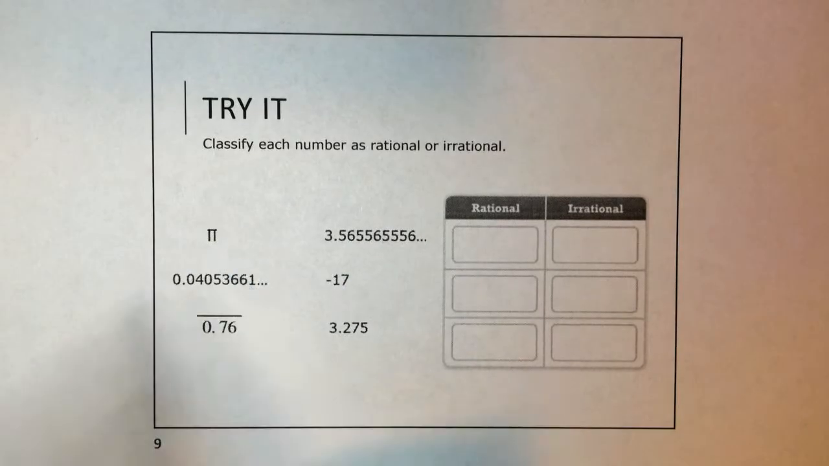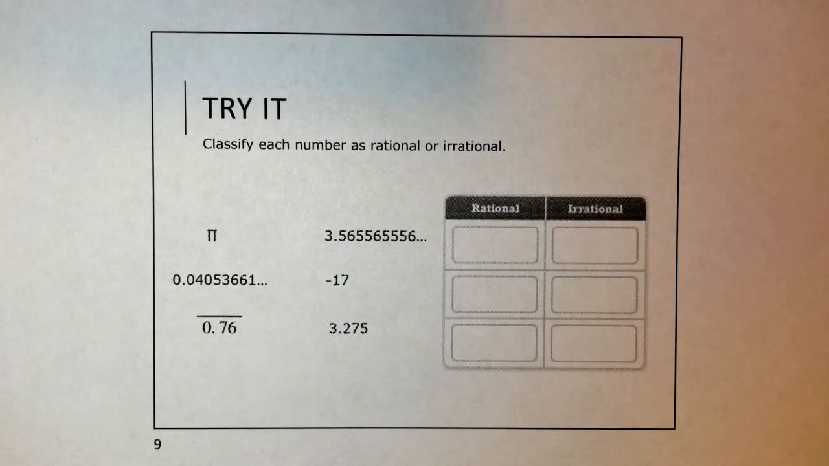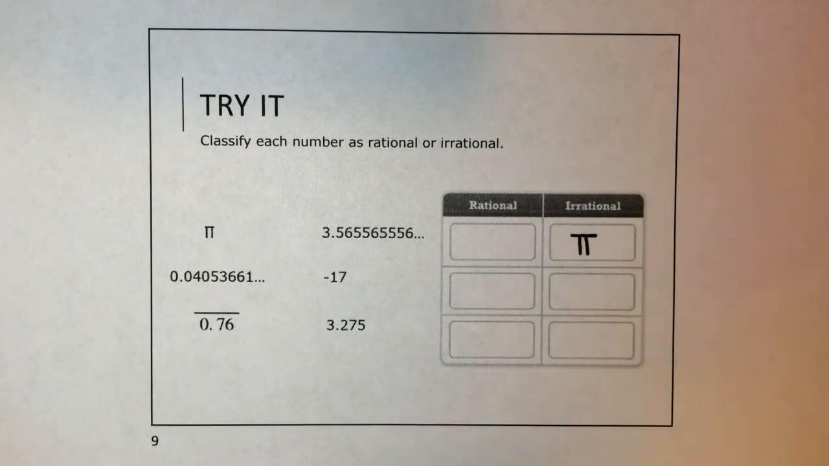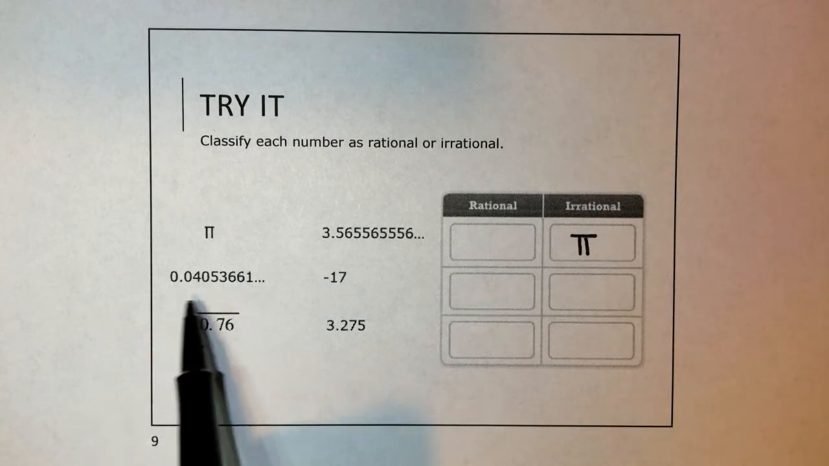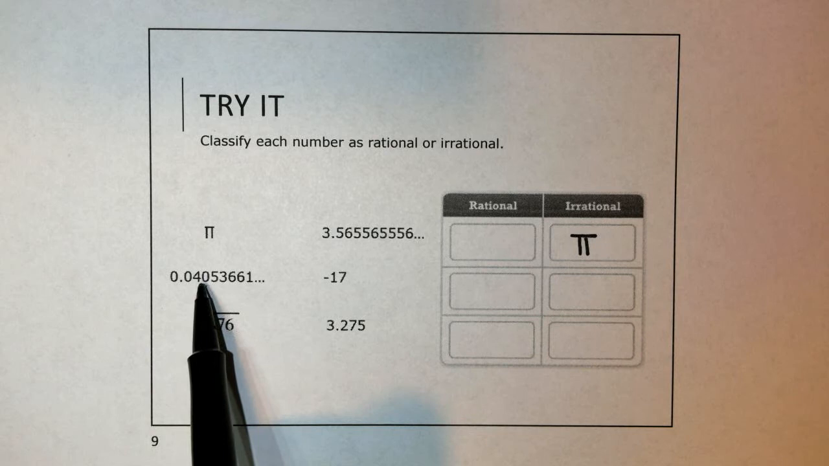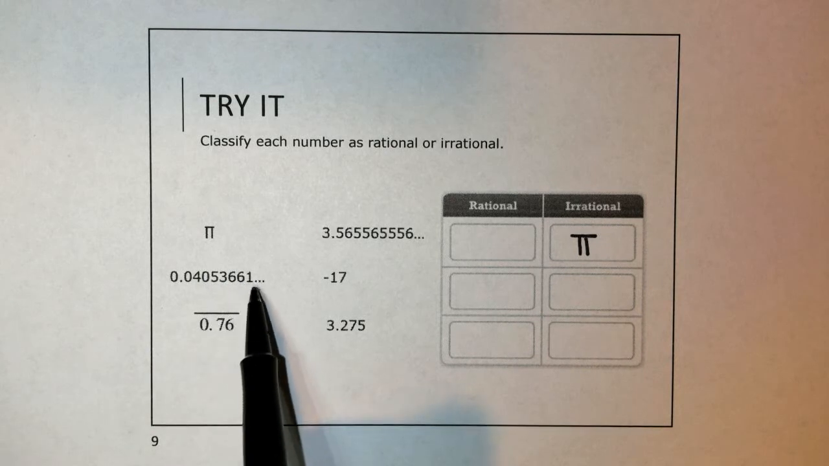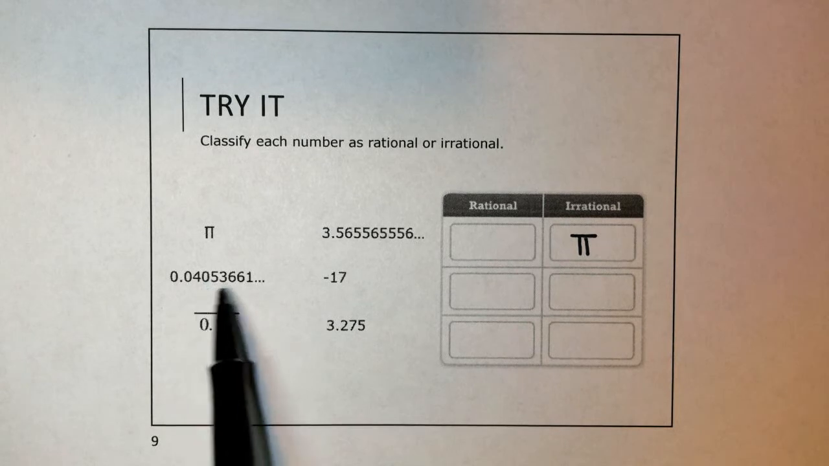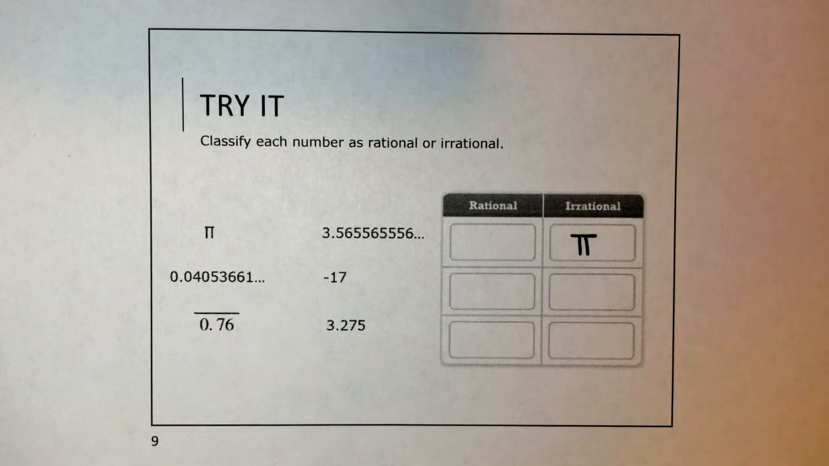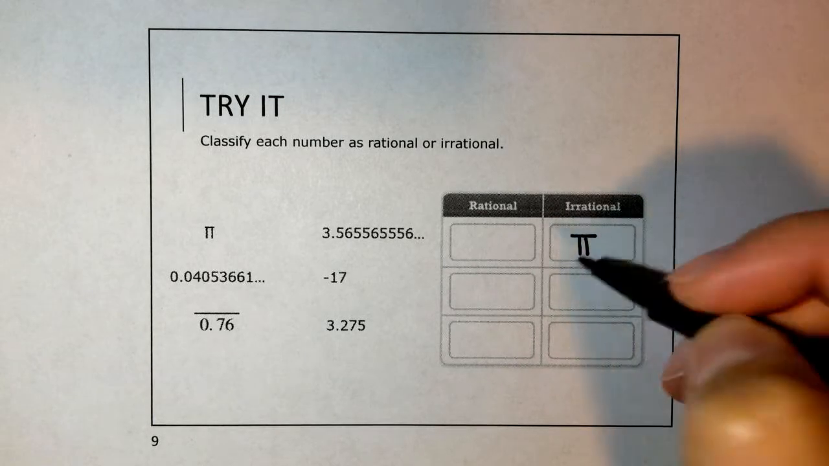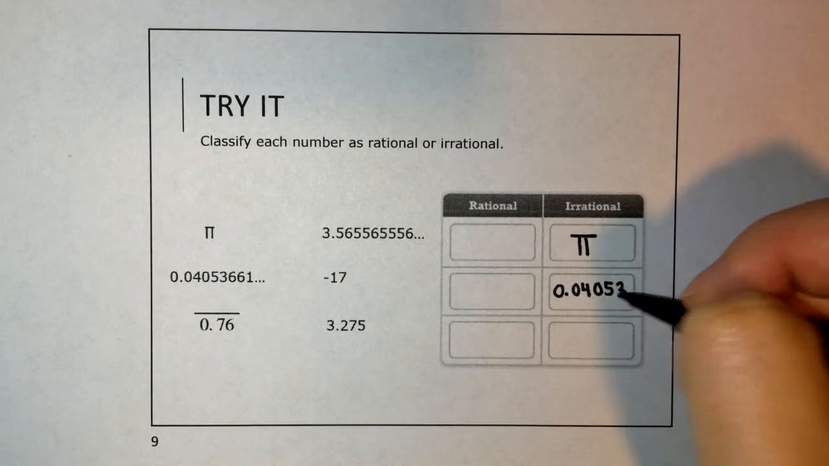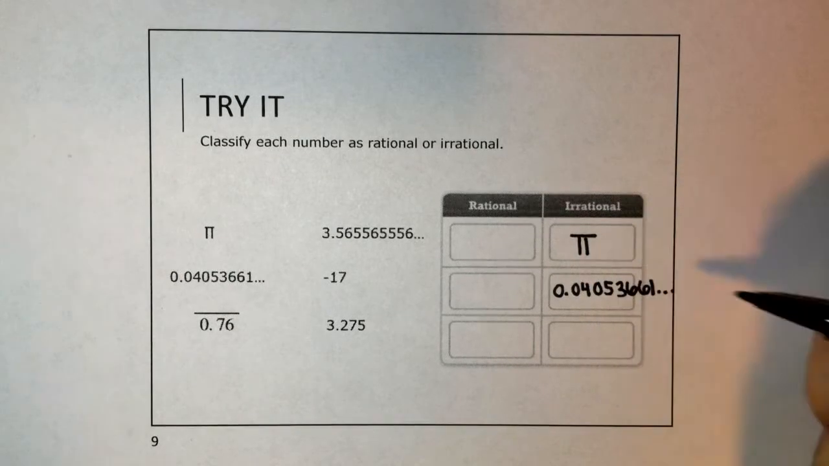So let's look at pi. Pi is a number that does not repeat and it does not terminate. So it would be irrational. This second one here, 0.04053661, and those three dots means it doesn't end, so it's not terminating. Now the only way this would be rational is if it repeats. I don't see a pattern here, so it's not terminating and it's not repeating, so that means it's going to have to be irrational. So 0.04053661, and then it keeps going.